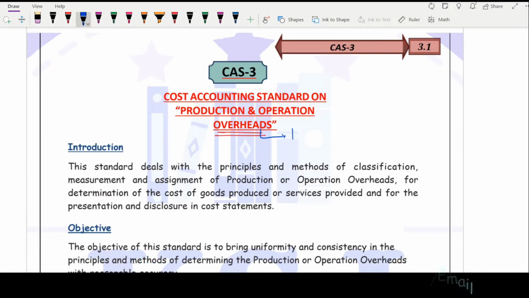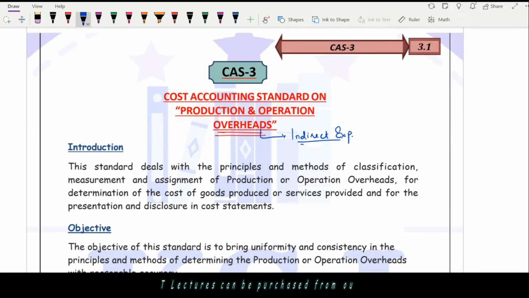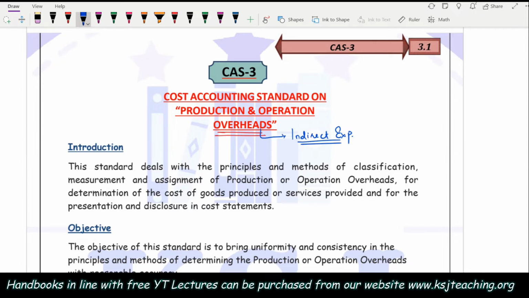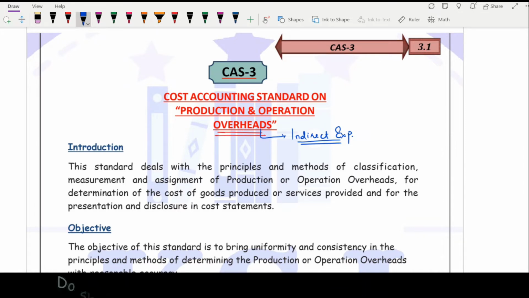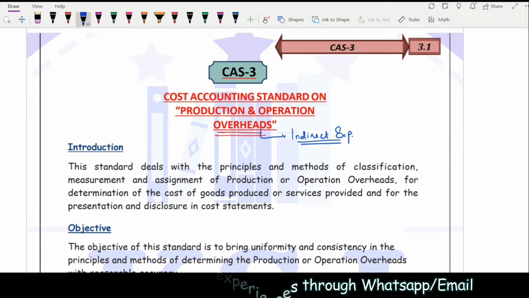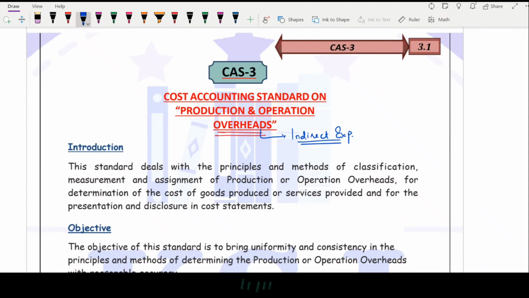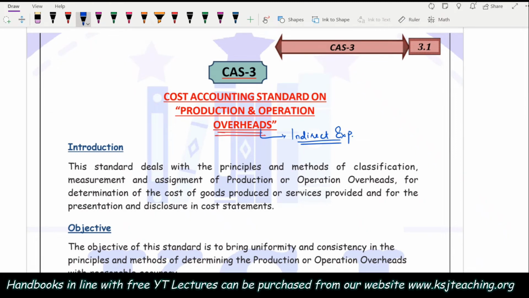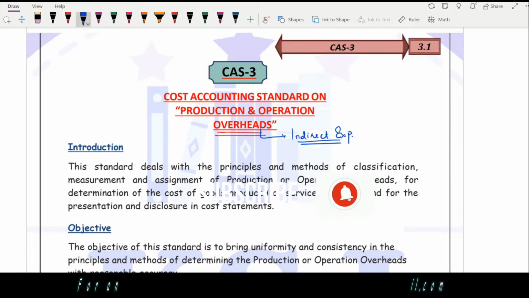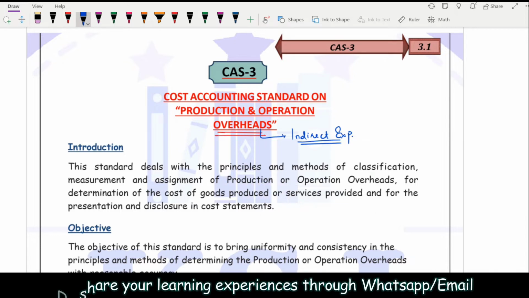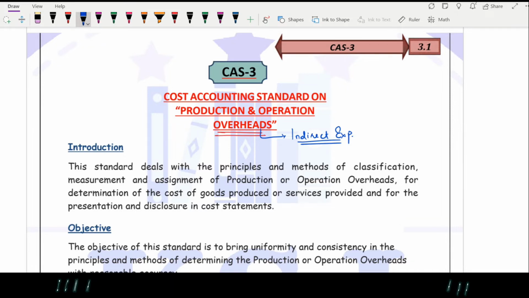Overhead means all the indirect expenses incurred in the production process. Now, what are indirect expenses? All those expenses which cannot be identified in one unit of the finished product, right? So all those are indirect expenses, and if an expense we are able to identify in one unit of the finished product, all those are known as direct expenses, isn't it? So that means in this cost accounting standard, what we are dealing with is all the indirect expenses which are related to the production.